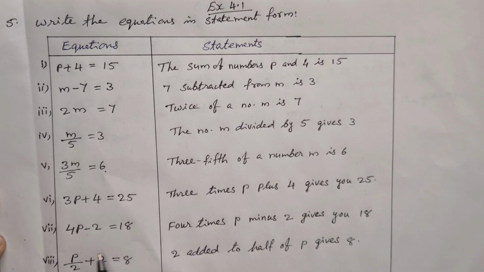The easier way anyway. Here p by 2 plus 2 is equal to 8. 2 is added to half of the number p gives 8. Statement we can write in your own way, your own sentence. The given equation meaning is supposed to be the same as the given equations. So we converted the given equations to statement form.